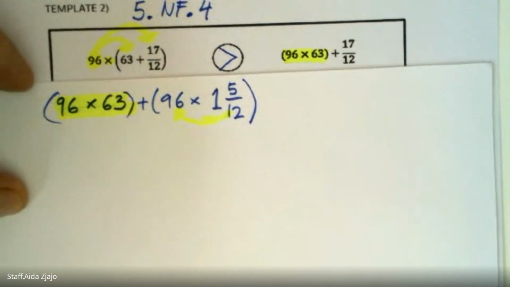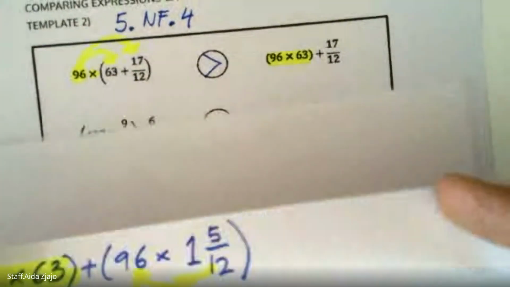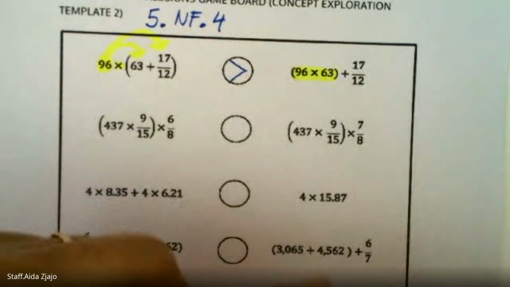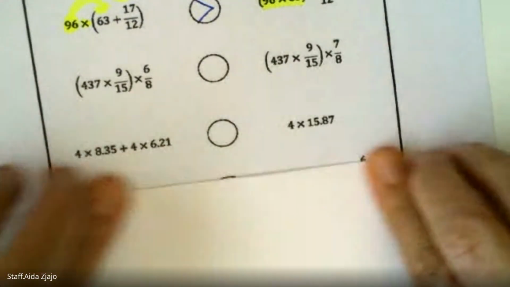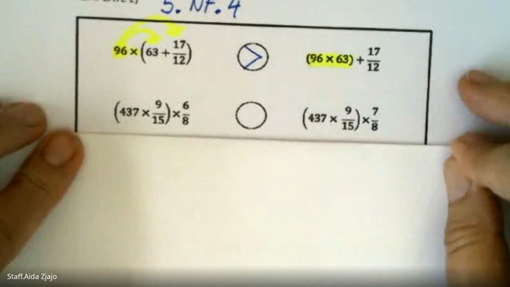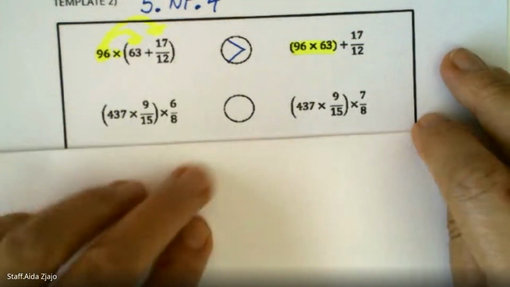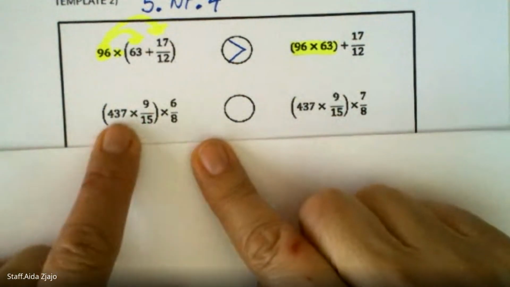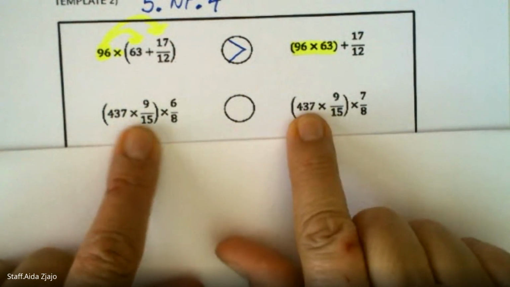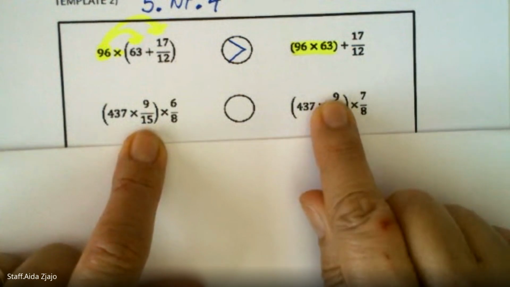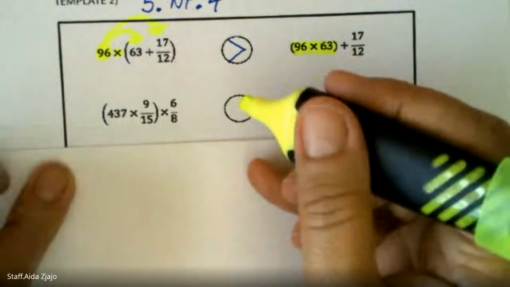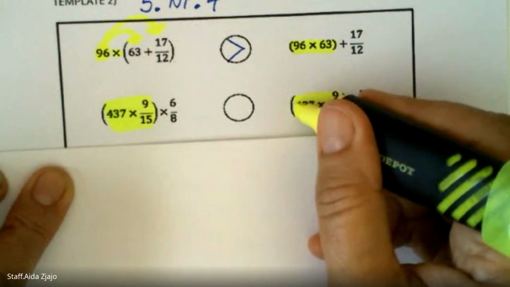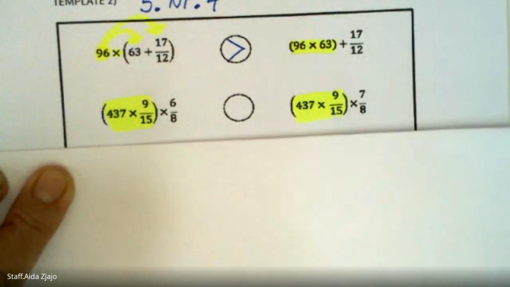All right, so that was number 1. Let's do the next one. I'm going to fold this so I can go one at a time. So now we're going to explore this one here. Again, 437 times 9 15ths, this product looks the same, and it's going to get the same answer because the numbers in these parentheses are the same.